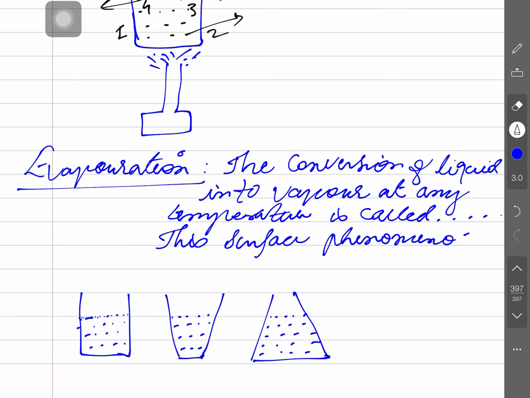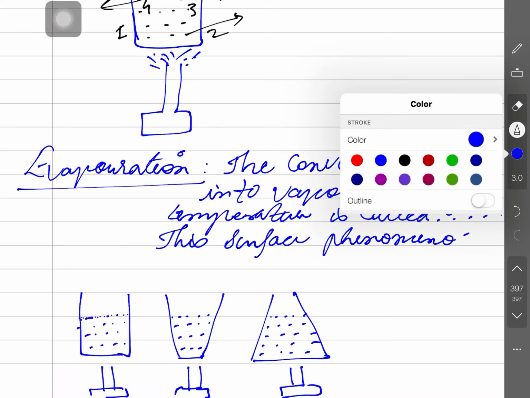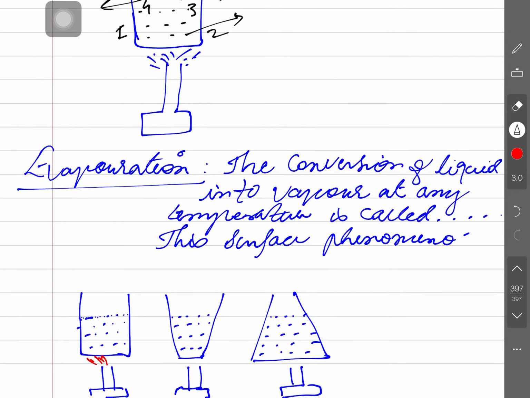In the three cases, we are giving heat in equal amount to all. The thing I just want to ask here: in 1, 2 and 3, in which apparatus will the evaporation take place highly? So obviously everybody can understand here.